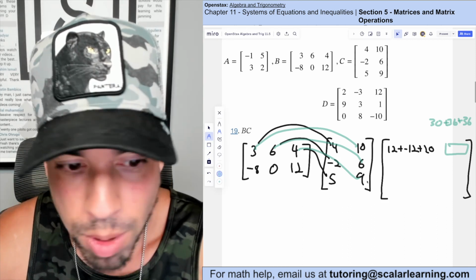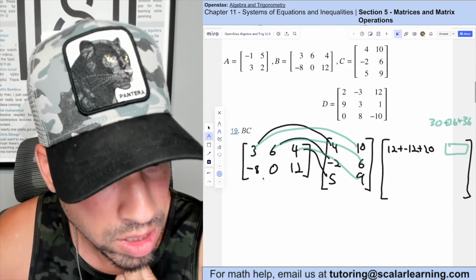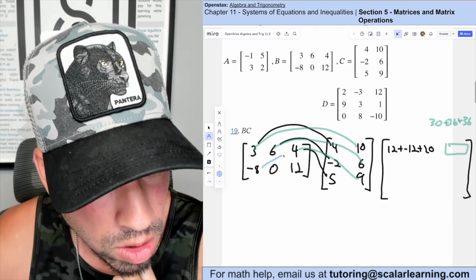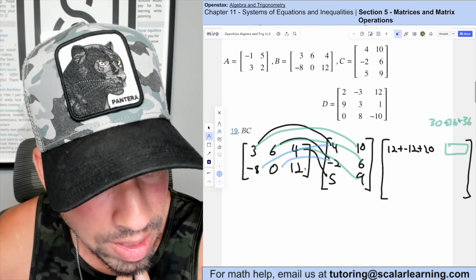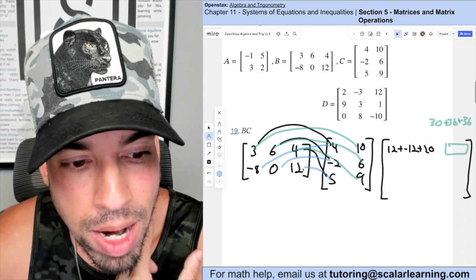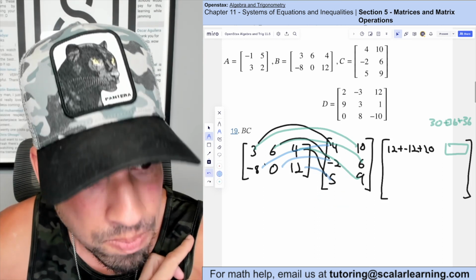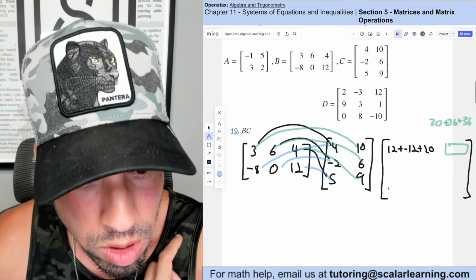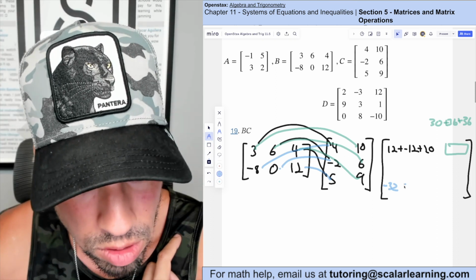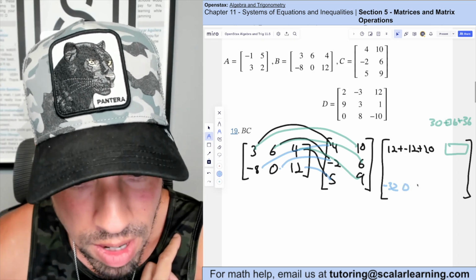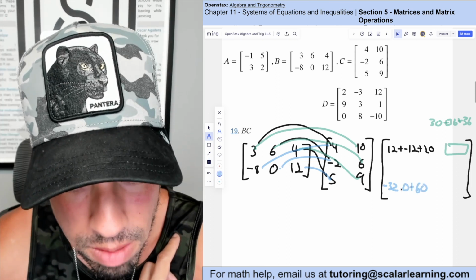We've gone and hit both of those columns. Now we start down here. And now we kind of do a similar thing, right? So it's this bottom row hitting this entire column. Okay, so negative 8 times 4 is negative 32. 0 times negative 2 is 0. Don't even have to write it, but whatever. 12 times 5 is 60. And these are going to be added up like so.